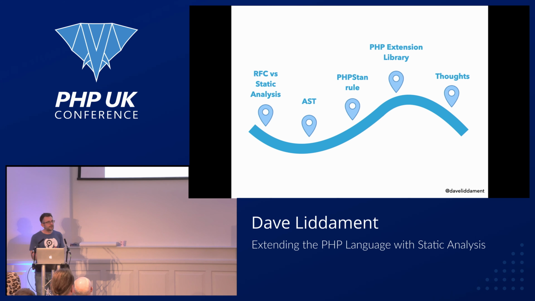So the journey we're going to take: we're going to very quickly look at something called the RFC process, which is one way that new features get into the PHP language. Then it's a bit of a deep dive. We're going to look at the AST, the abstract syntax tree, and a PHPStan rule. That bit is quite technical. If you get lost on any of that, just wait until we come up to the PHP extension library, and then we'll finish with some thoughts.